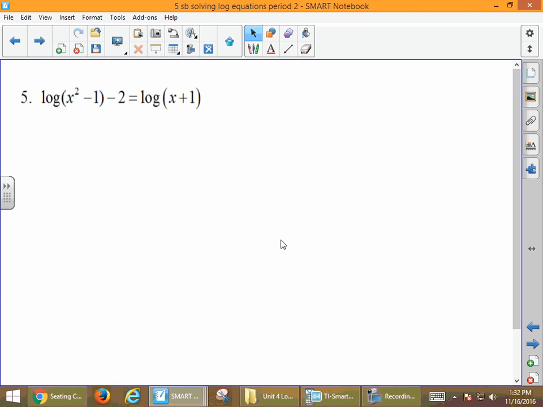Number 5. Remember, when we're working with these problems, what we want to look at is: is this an exponential or is this a true logarithmic problem? And we have a minus 2 in the problem that doesn't have a logarithm in front of it, which means that this is going to be an exponential.